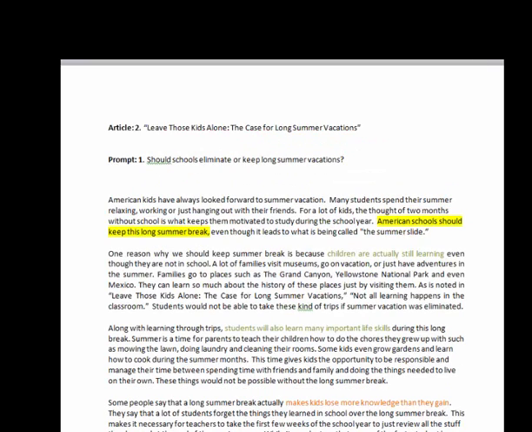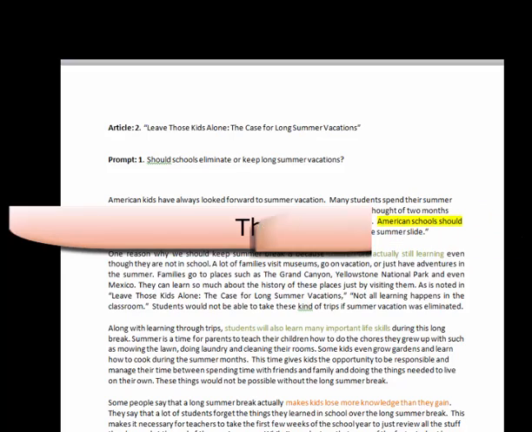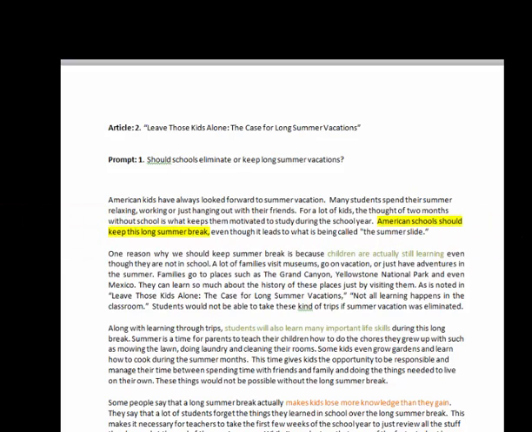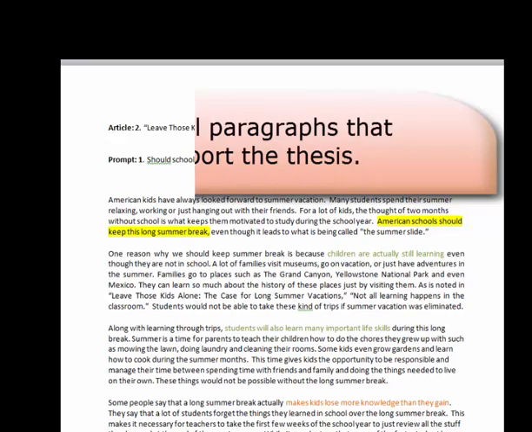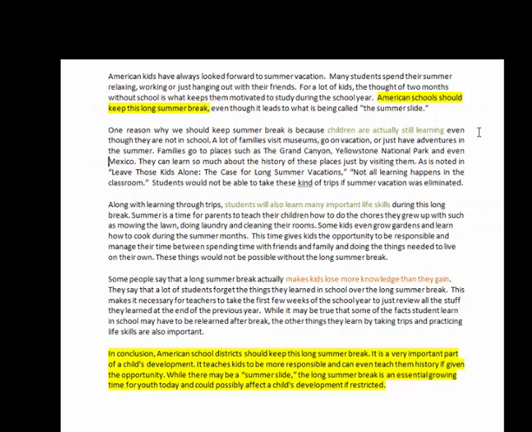Here's an example of a student placement essay. Notice how it has all the parts of a structured linear argument. American schools should keep this long summer break. A clear thesis. We know exactly what this writer is going to argue. We then have several paragraphs, 2 of which support that particular thesis. One that talks about how children are still learning. The other that talks about how they will pick up many important life skills during the summer.